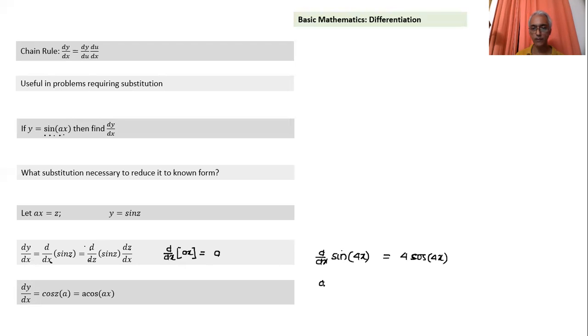We can do it step by step, or we can understand what is happening here. In a similar way, if you have to find d by dx of sine of x by 2, what is the constant that comes out? 1 by 2, and again a similar expression, cos of x by 2. So this is how the chain rule is used. This is necessary to reduce it to a known form.